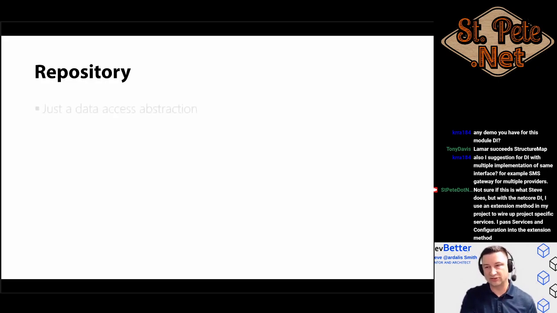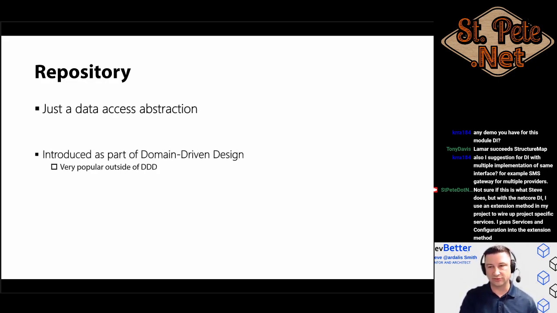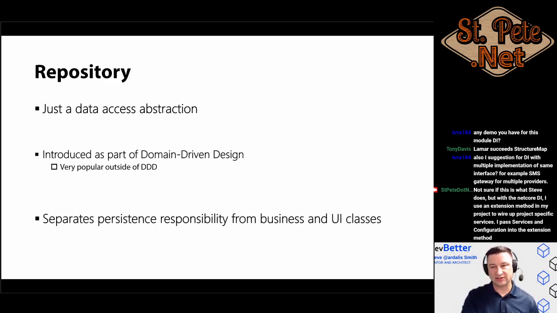So when you have the repository, it's important to remember it is just a data access abstraction. There's nothing really magic about it. It was introduced as part of DDD, has become very popular outside of it, and separates persistence responsibility from business and UI classes. So what is persistence responsibility?